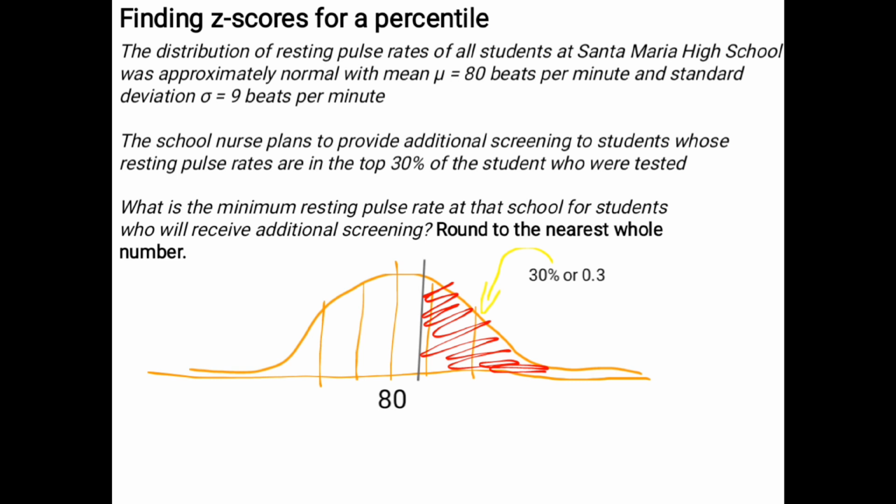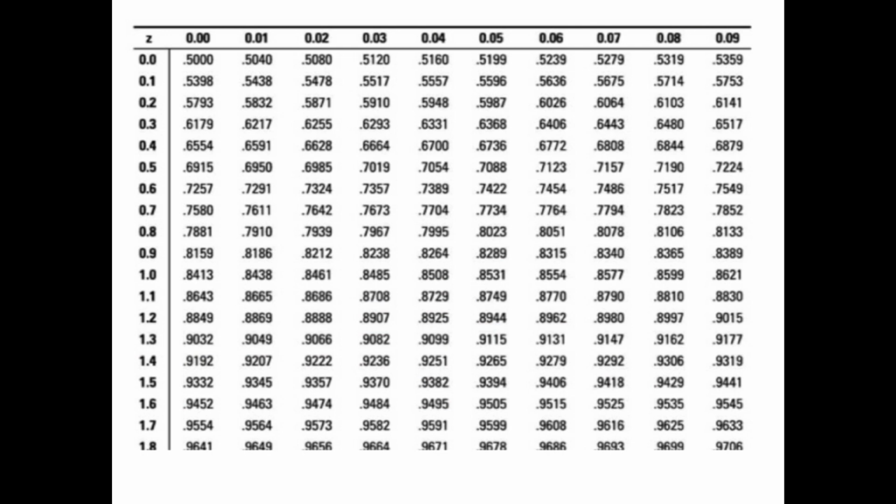Since we're looking for the top 30%, we assume that the shaded area is 30% or 0.3. So what we can do is use a z-table to find what z-score has 70% of the distribution less than that. Then we can take that z-score and use the mean and the standard deviation to come up with an actual value. So here in the z-table, we're going to find the 70%. As you can see, the nearest to 70% is 0.7019. It is located at 0.53.